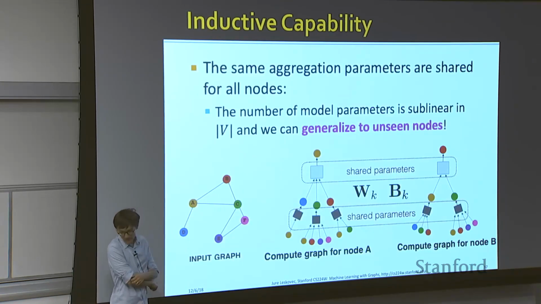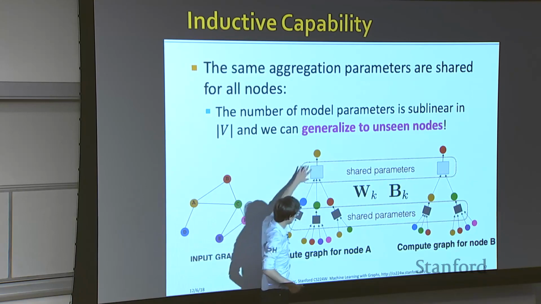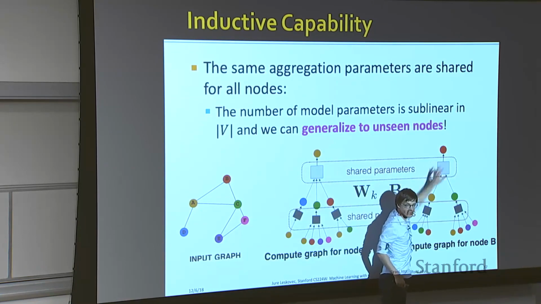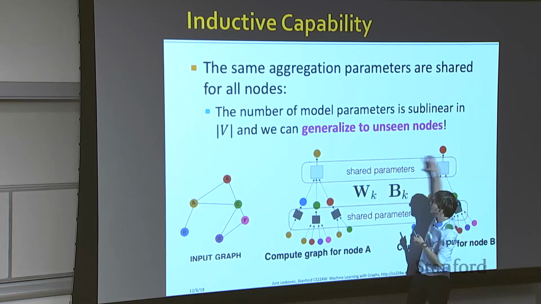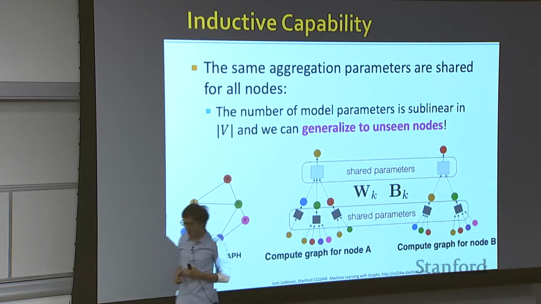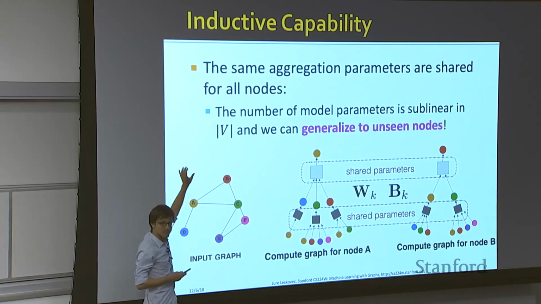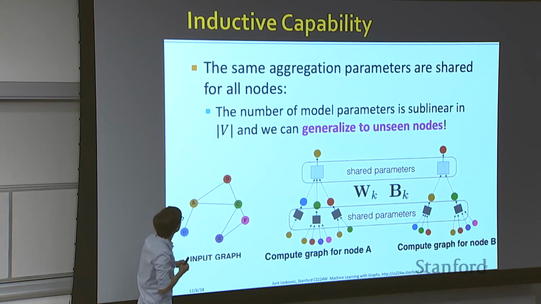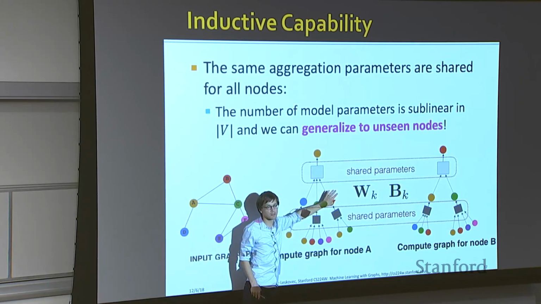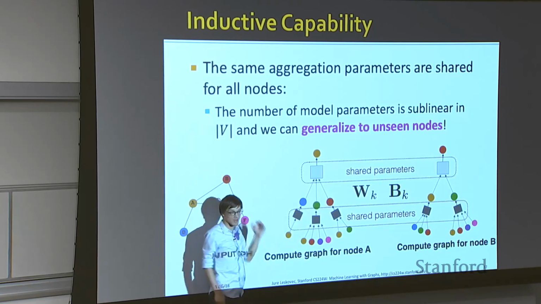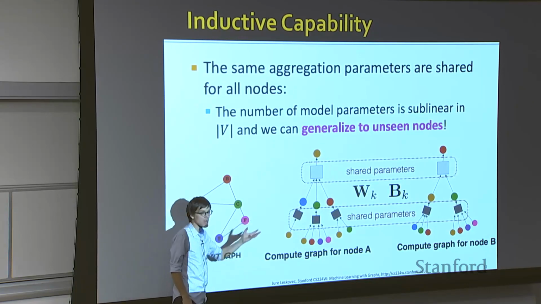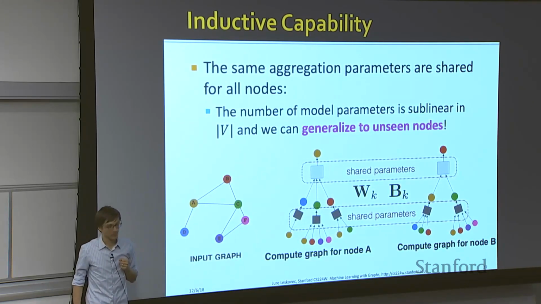The reason we can do this is because, if we have different computation graphs, we assume the parameters governing these aggregations and transformations, these W and B parameters, are shared across different architectures, right? And this is why we are doing it this way. So this means the same aggregation parameters are shared across the nodes. This is cool because the total number of parameters is independent of the network size, meaning the size of this graph. It's constant. And what is also cool is that now we can generalize to unseen nodes or to unseen parts of the network, right?